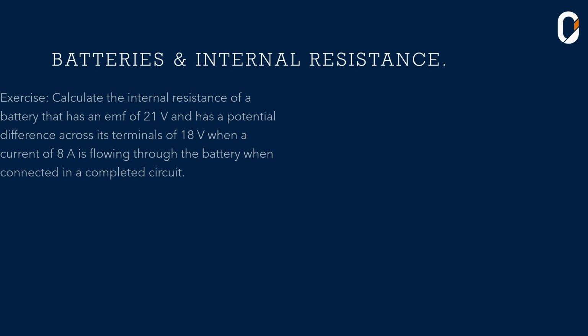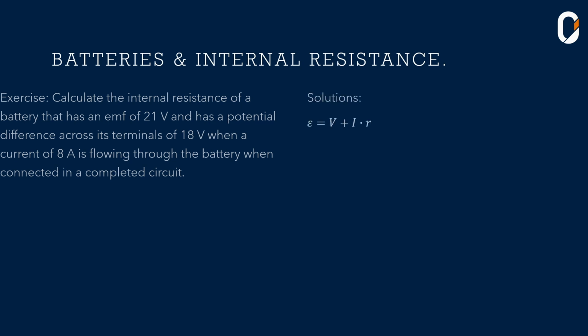Let's take a look at the following exercise to emphasize what I was trying to explain to you earlier. Calculate the internal resistance of a battery that has an EMF of 21 volts and has a potential difference across its terminals of 18 volts when a current of 8 amperes is flowing through the battery when connected in a completed circuit.